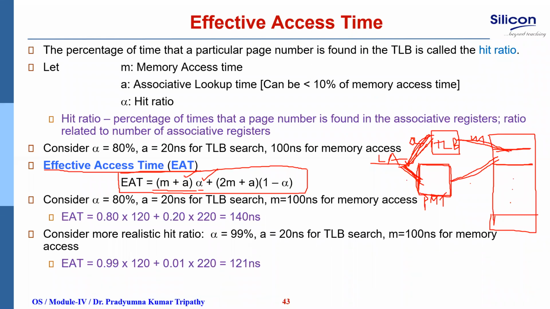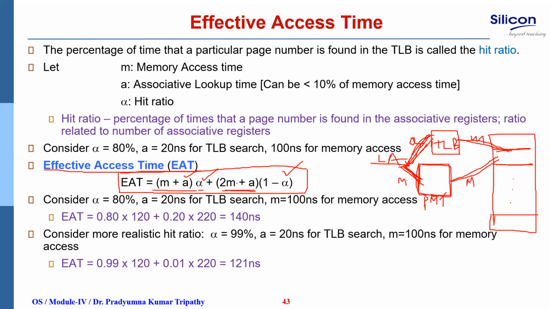Now see over here. Where is PMT stored? PMT is stored in memory only, and to access memory, I know it is M time. To access this also it is required M time. That means actually it is 2M and A time. So 2M plus A. This 2M plus A is for which data? For 1 minus alpha data, because for alpha it is taking M plus A. For 1 minus alpha it is taking 2M plus A.